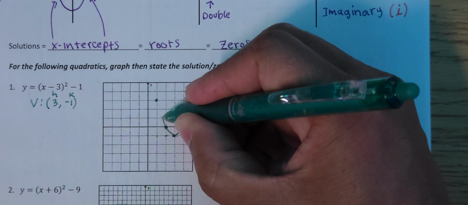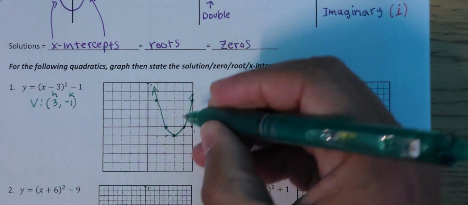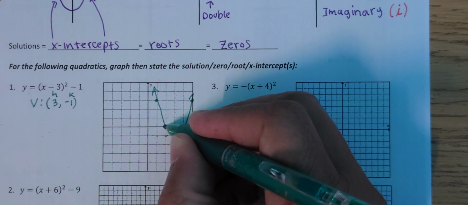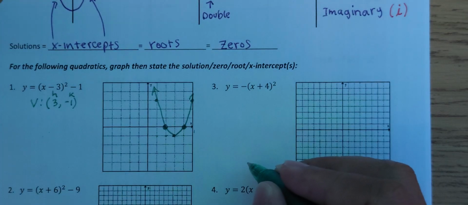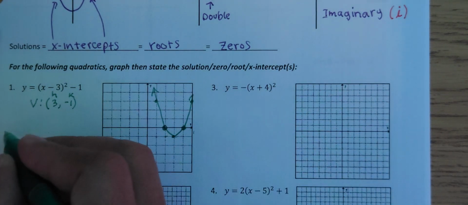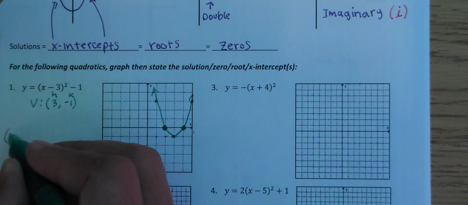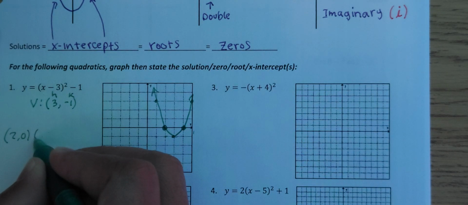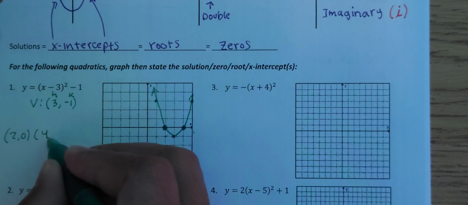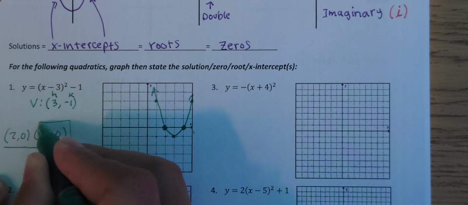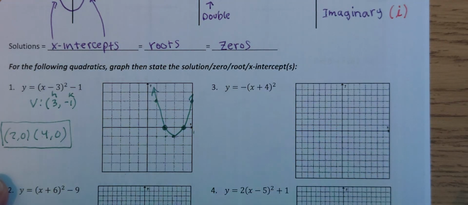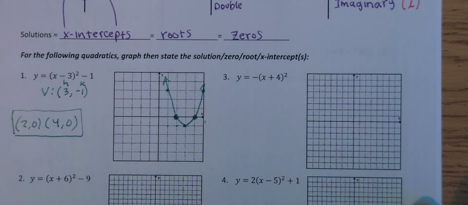Then I'm going to go back and notice where this graph crosses the x-axis. It crosses the x-axis at this point and this point. So the x-intercepts, or the solutions, or the roots, or the zeros of this quadratic are where x is 2 and y is 0, and the other is where x is 4 and y is 0. So these are the solutions, roots, x-intercepts, or zeros for this function. Okay, so that's example number 1.